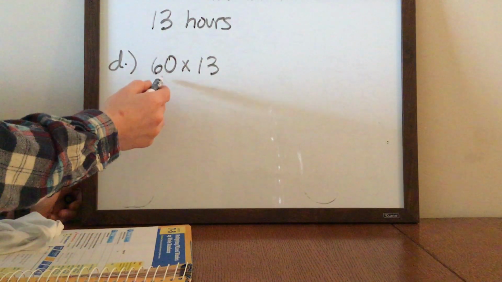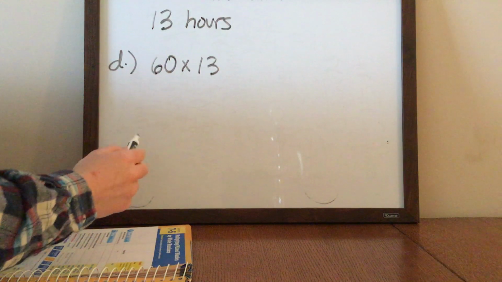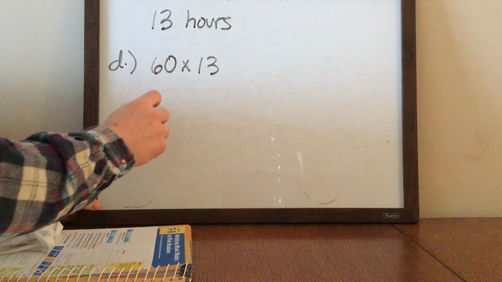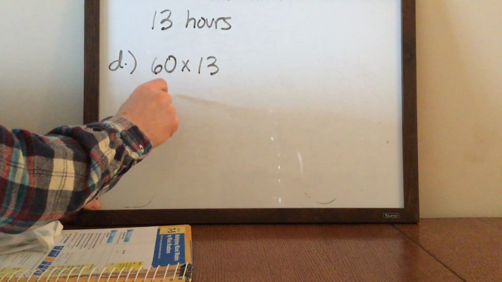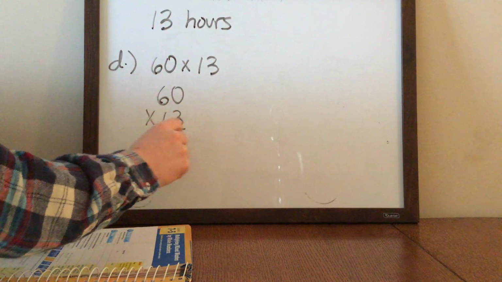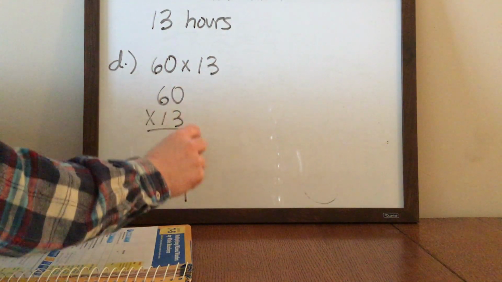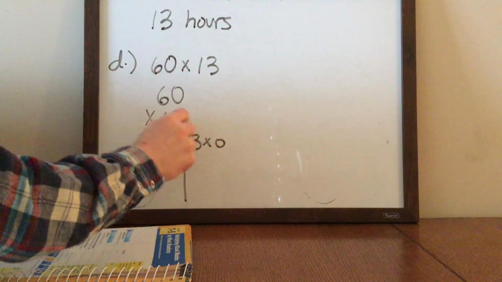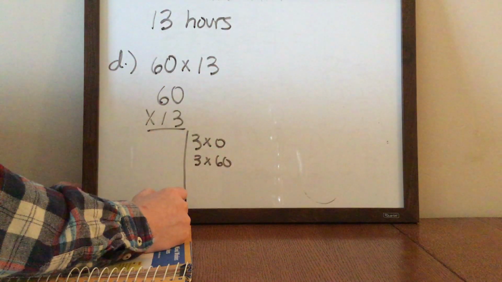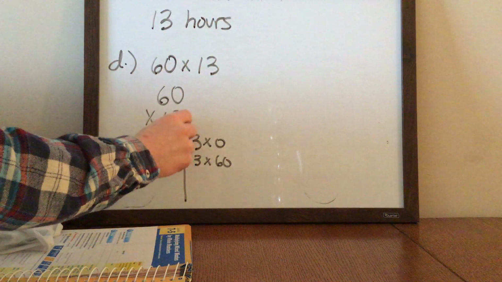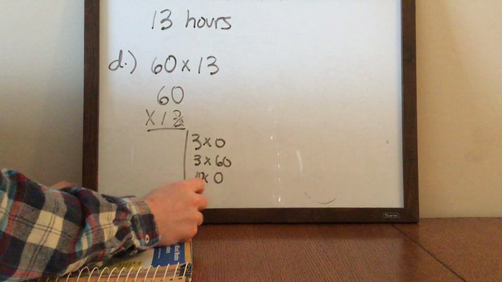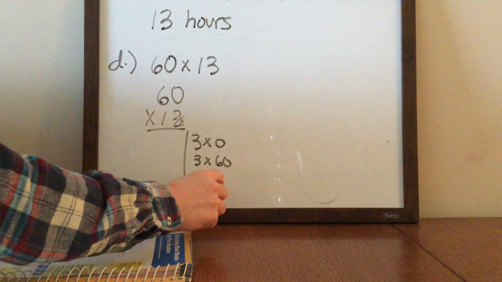So one way to do this would be just to treat this as 6 times 13 and append a 0, or you can do 60 times 13, however you like. All right, so let's do this as 60 times 13. Our first problem, 3 times 0. Next one, 3 times 60. And then we're done with our 3, so we go to our 1. 1 times 0, and then 10 times 0, and then 10 times 60.